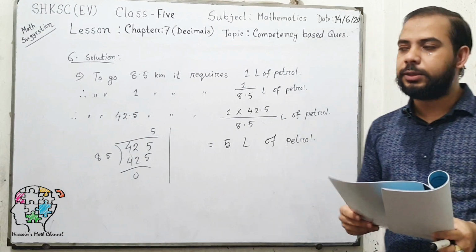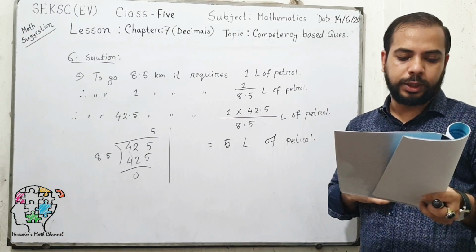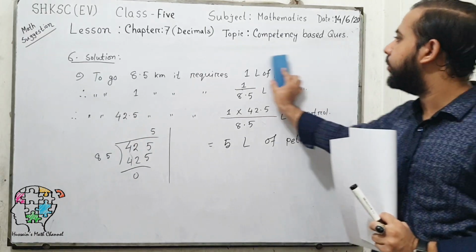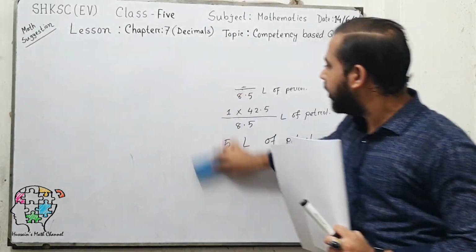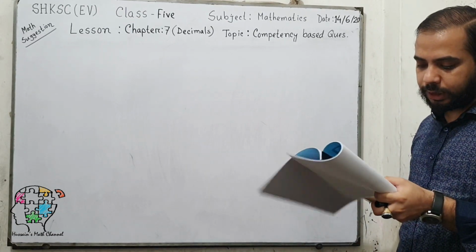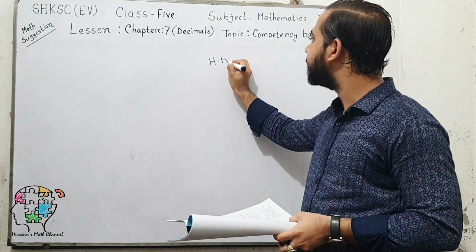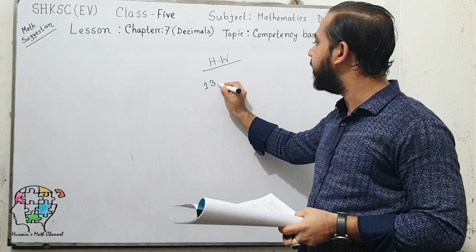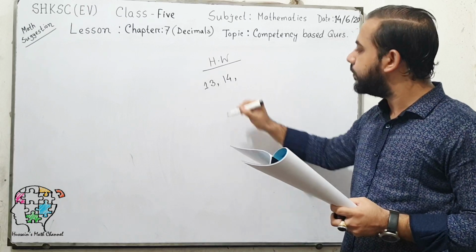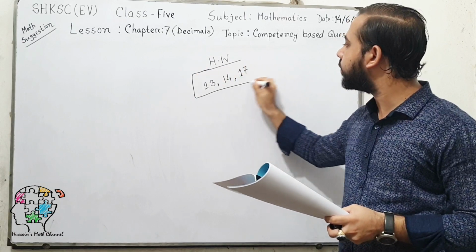Now we have learned some problems today, and now I will give some homework. So write down what will be your homework. Your homework from chapter 7 competency based question will be question number 13, question number 14, and question number 17. This will be your homework.